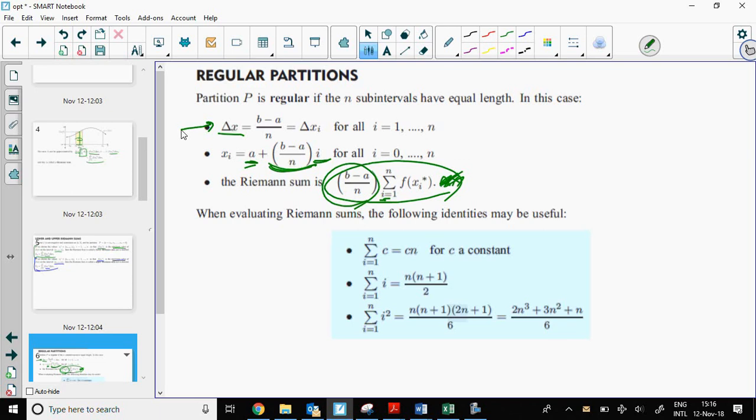And then finally, if we're going to evaluate some Riemann sums, there are a few shortcuts, some of which we should definitely know. This first one should be obvious. The sum of c, as i varies from 1 to n, is just c times n, because it's equal to c when i is 1, and then it's equal to c when i is 2, and then it's equal to c when i is 3, and so on and so on. How many c's are there? There's n c's in that summation.